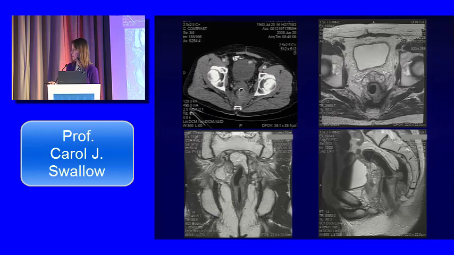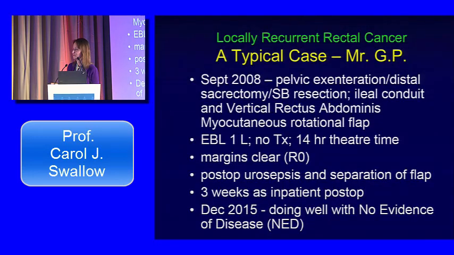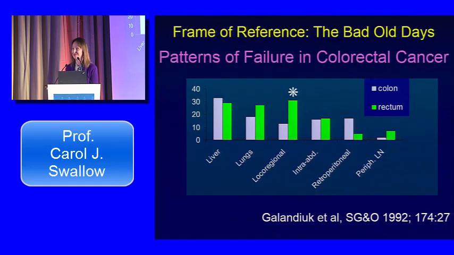So you can already anticipate many of the technical problems that we're going to run into in operating on this patient. He had a pelvic exenteration with a distal sacrectomy, ileal conduit, vertical rectus abdominis myocutaneous flap reconstruction, 1 liter bleed, not too bad, 4 hours of theater time, R0 resection. He had some complications that are typical postoperatively, and he is doing well many years later with no evidence of disease. So this is, I would call, a typical case of recurrent rectal cancer.